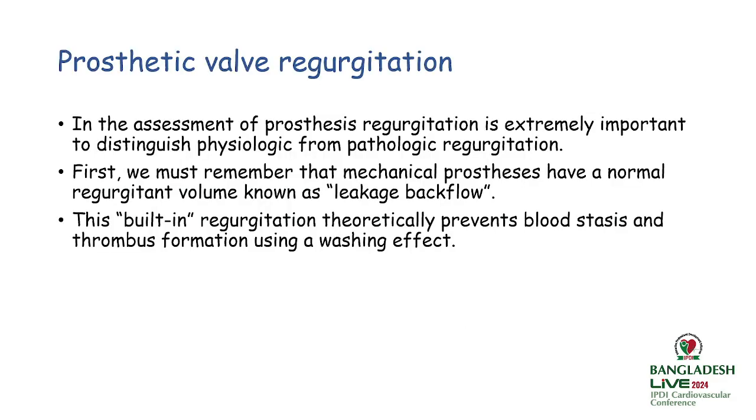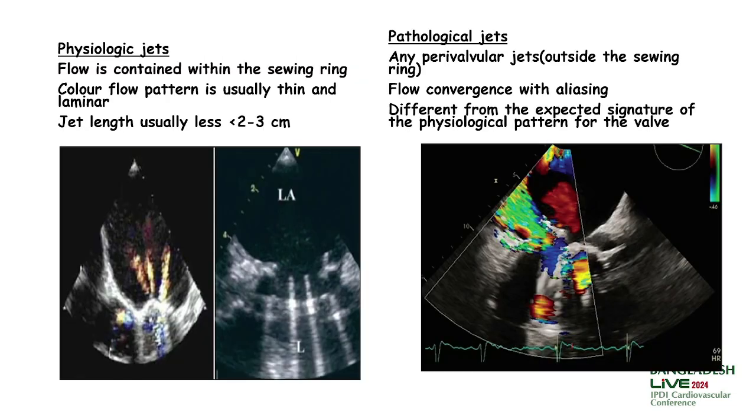Now, prosthetic valve regurgitation. In case of prosthetic valve regurgitation, we have to think whether it is physiological or pathological, because all prosthetic valves have some normal regurgitant volume, and theoretically this regurgitant volume prevents blood stasis and thrombus formation. Now, what are the criteria of the physiological jet? Physiological jet is usually thin, laminar, and length is less than 2 to 3 centimeters. But pathological jet may be perivalvular and it has flow convergence.